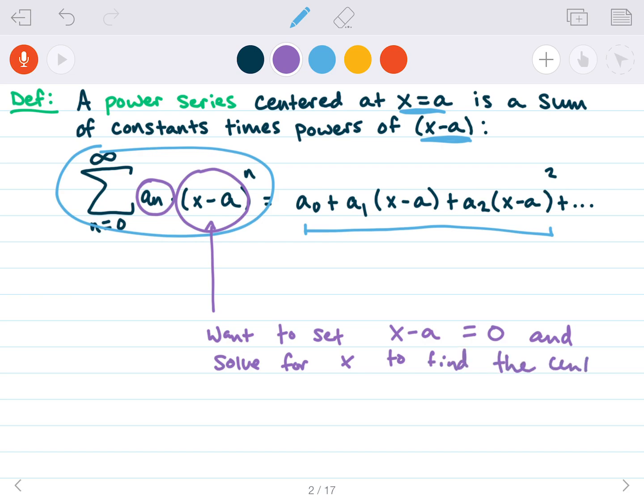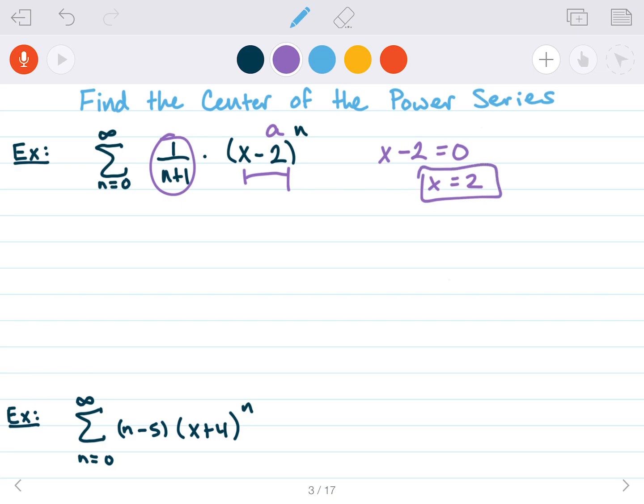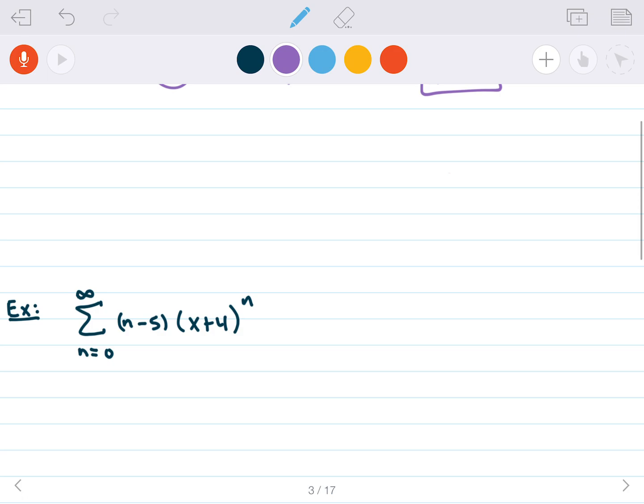Okay, so let's go ahead and do that with this problem. This is the a sub n part, because it doesn't involve any x's. So this is what we're going to set equal to 0, because 2 is acting like our a in this case. So x minus 2 is equal to 0, and therefore our center is at x equals 2. So that's our answer here. That is our center. What about the next one?